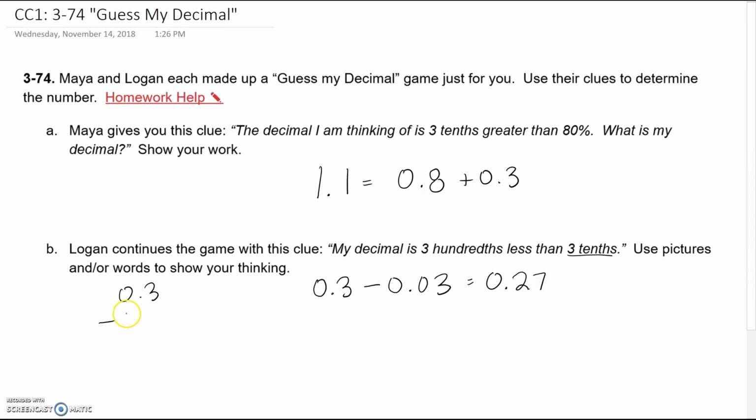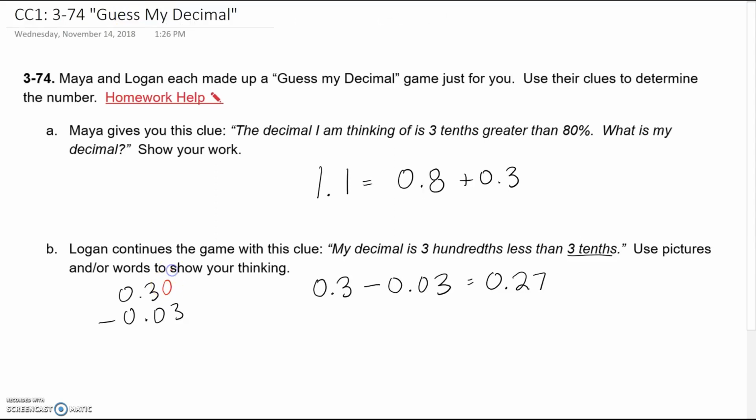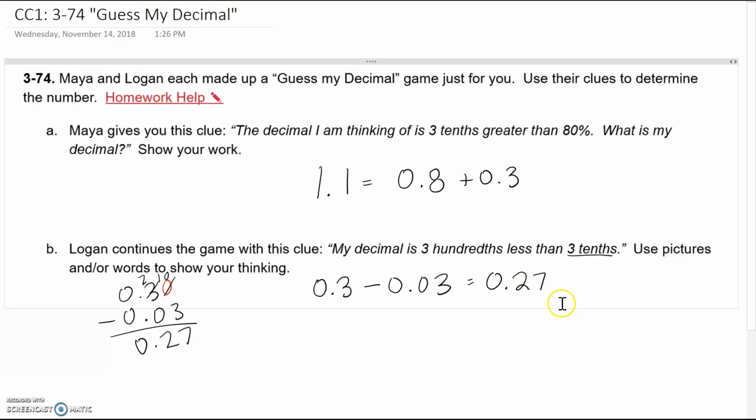3/10, take away 3/100ths. You can make this 30/100ths, and then you can borrow, regroup. So that's take one of the tenths and make 10/100ths, and you get 7, 2, 0. So 27/100ths or 2/10 7/100ths. All right, that's a Guess My Decimal game problem.